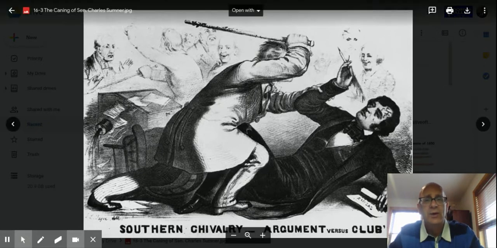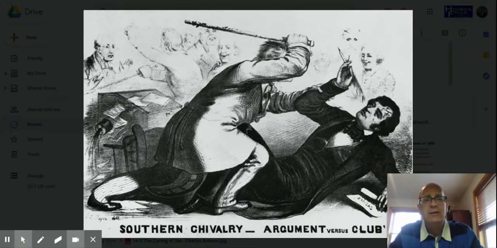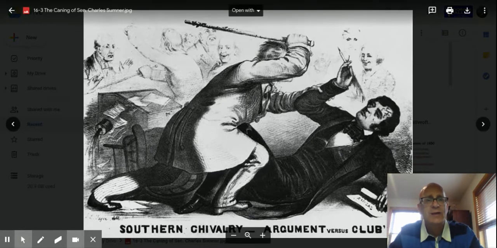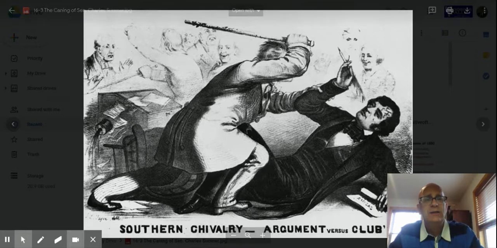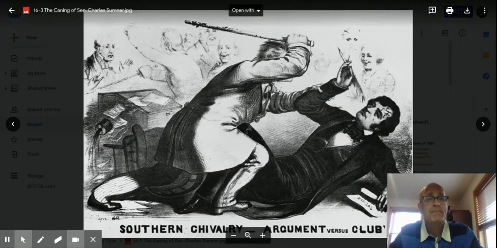If you look furthermore at this image here of the caning, you've got a few senators in the background that appear to be smiling, and one that looks kind of alarmed. He was attacked right at his desk. No one really came to his aid right away, and this attack went on for moments. This, again, was a very, very violent episode that occurred on the floor of the United States Senate.